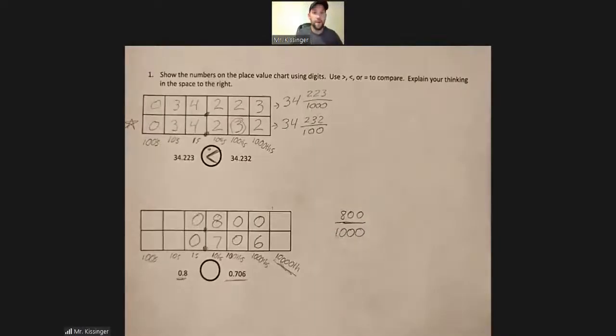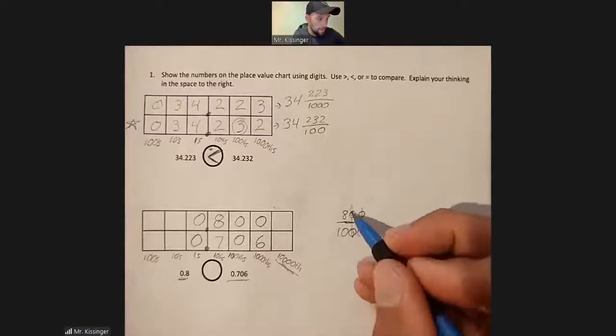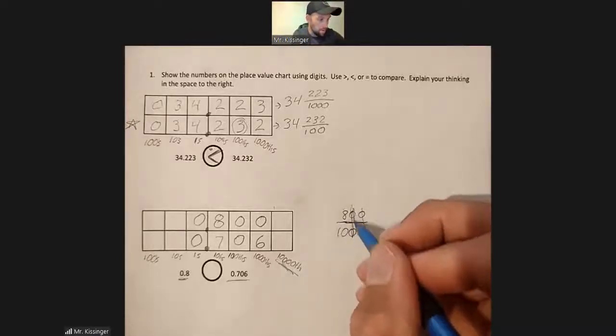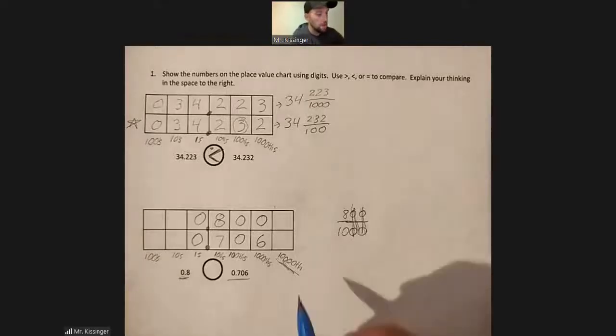And they're all the same fraction because remember, fractions are division. So when we divide, we would just take off those zeros. We would cross them out, and we would still get 8/10ths. So they end up being the same number. They're equivalent fractions, whether you call it 8/10ths, 80 hundredths, or 800 thousandths.